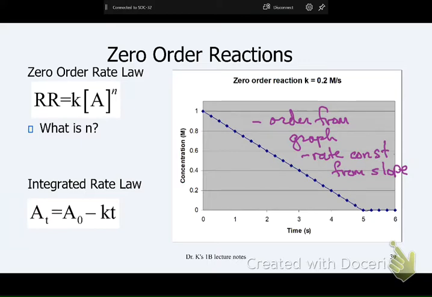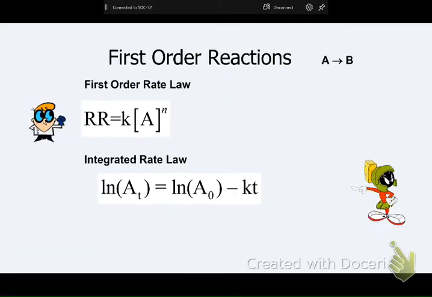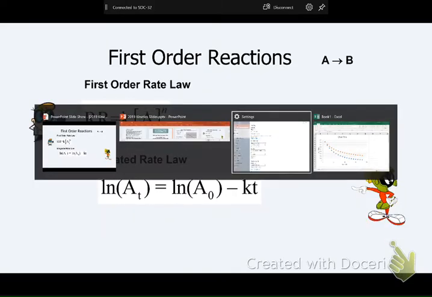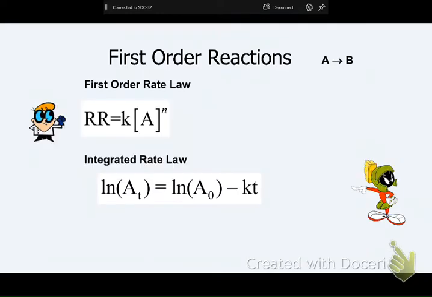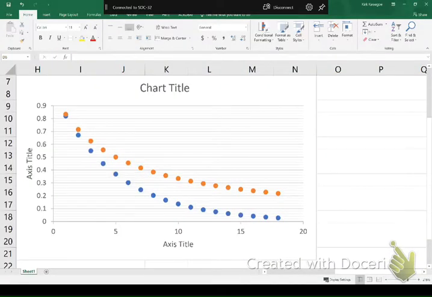Okay, so I want to show you something really quick. See if I can pop it up. It should be one of my tabs. Yeah. See that okay? Good.